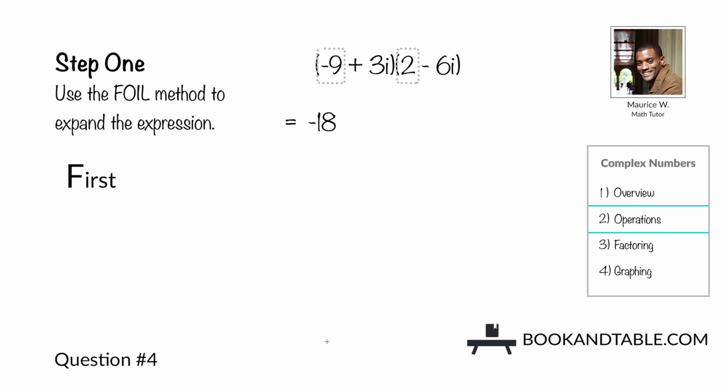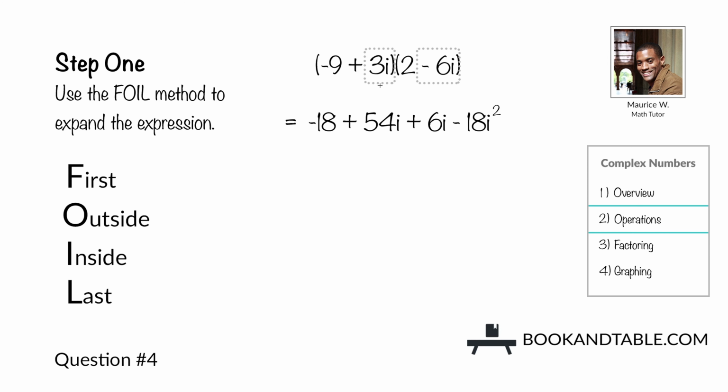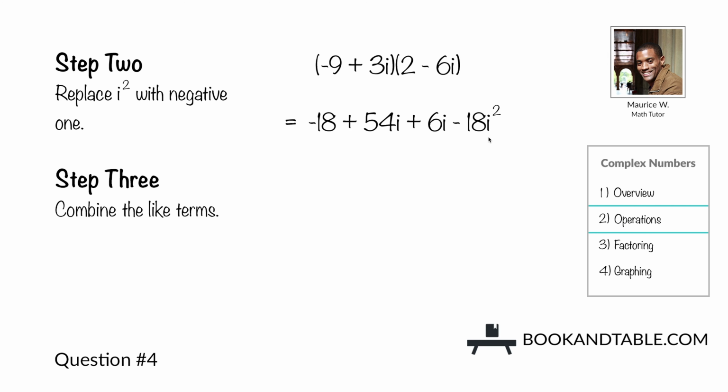In question number 4, we were asked to find the product of negative 9 plus 3i times 2 minus 6i. So the first step, we'll use the FOIL method to expand the expression. Negative 9 times 2 gives us negative 18. Negative 9 times negative 6i gives us positive 54i. Positive 3i times 2 gives us positive 6i. And positive 3i times negative 6i gives us negative 18i squared. So now we'll want to replace i squared with its equivalent, negative 1, giving us negative 18 times negative 1, which is positive 18.